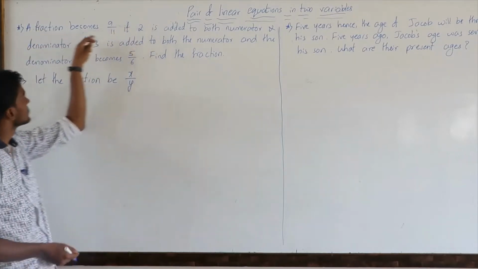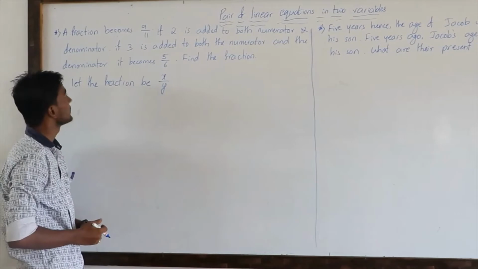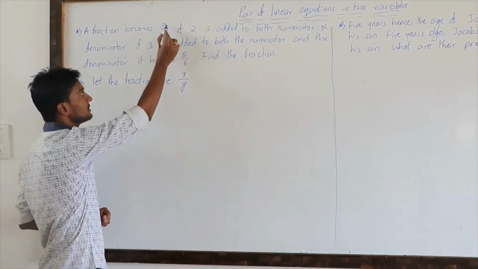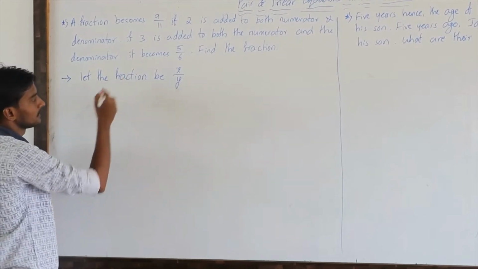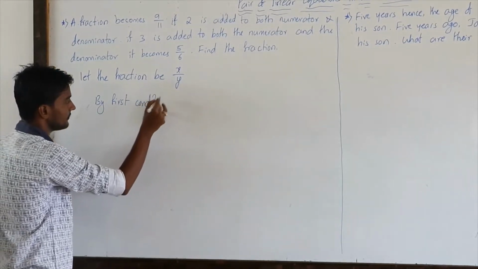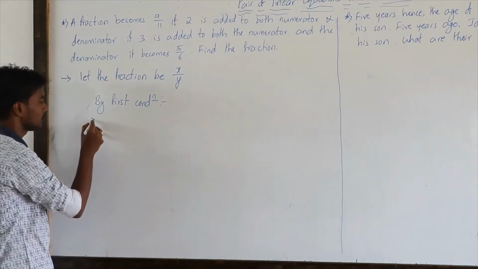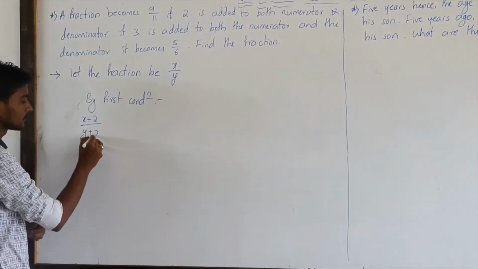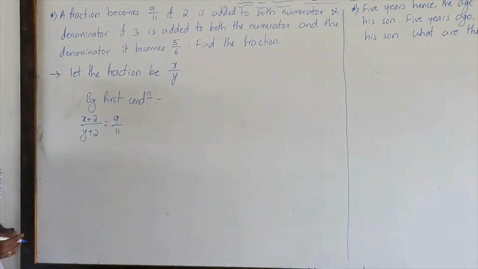So observe the question. Here they have given a fraction becomes 9 divided by 11 if 2 is added to both numerator and denominator. So for both numerator and denominator, if we add 2, it becomes 9 divided by 11. So let us take that condition. By first condition, if 2 is added to both numerator and denominator, for numerator, if you add 2, x plus 2. For denominator, if you add 2, y plus 2. It becomes 9 divided by 11.